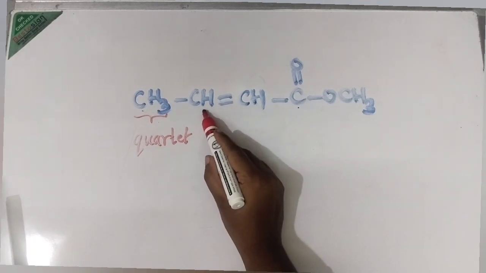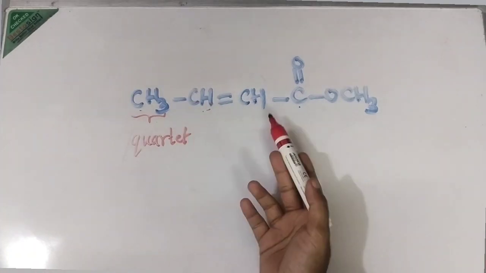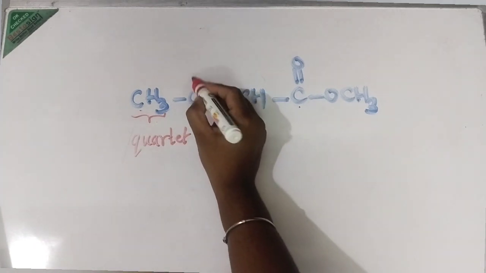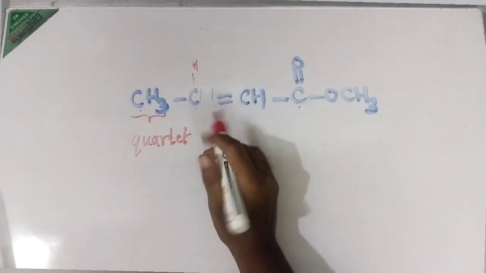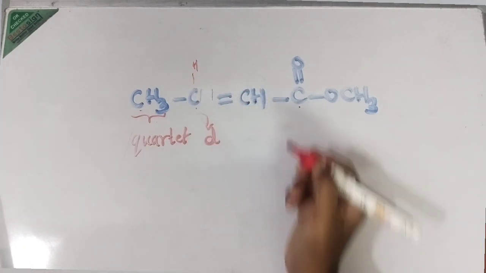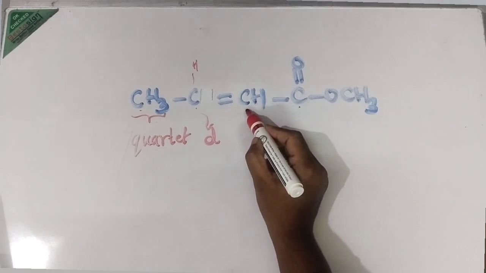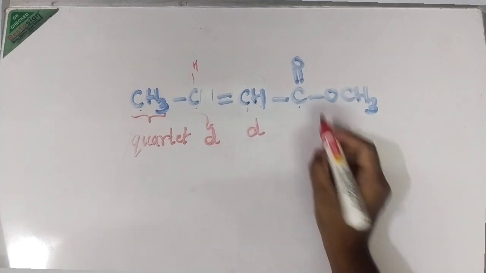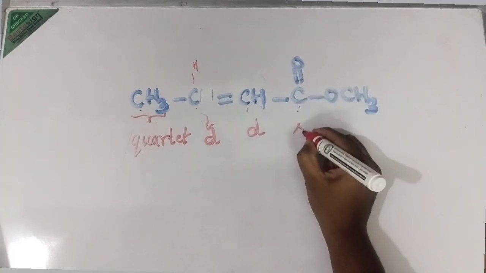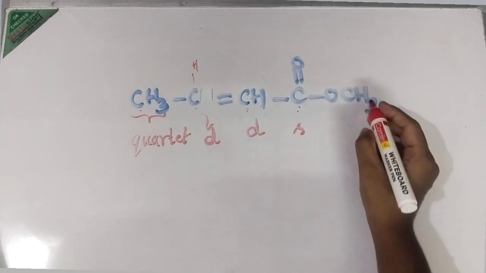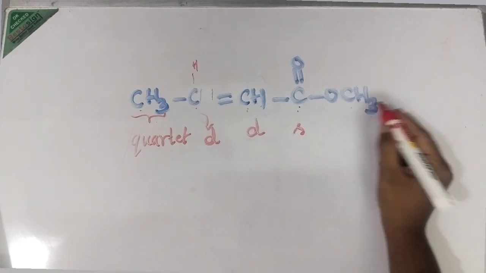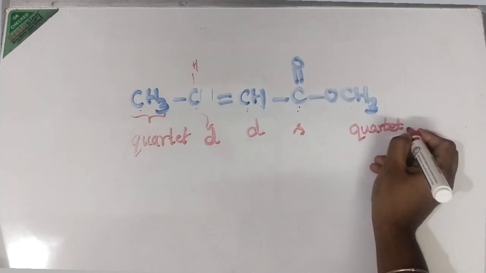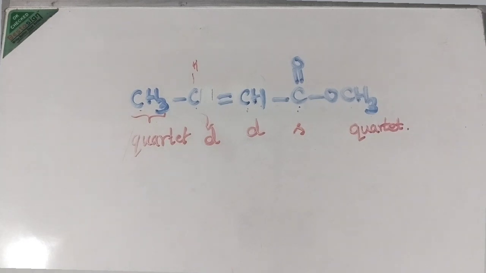In this case, this carbon is attached to a hydrogen. You need not look at the neighboring carbon and all, okay? Just the number of hydrogens attached to the carbon. It is 1, right? Hence, this will be a doublet. Here also, only 1 hydrogen is attached to the carbon. Hence, this is also a doublet. Here, there is no hydrogen attached to it. Hence, it is a singlet, right? Now, in this case, the carbon has 3 hydrogens. So, this is also a quartet. This is how you have to find the multiplicity in C-13 NMR, right?